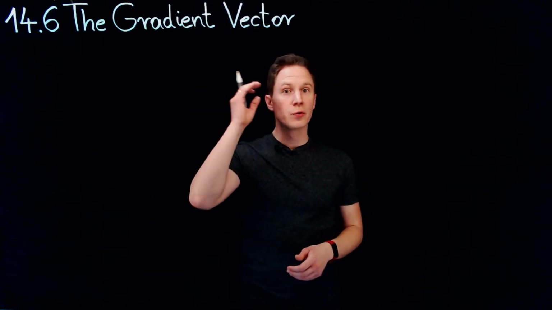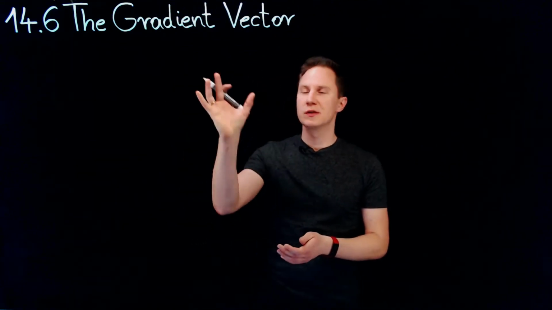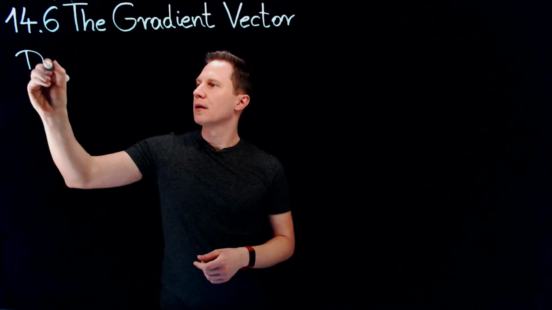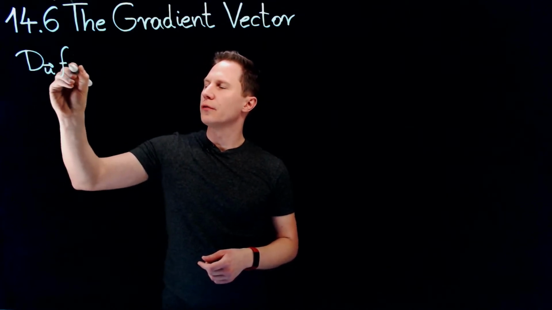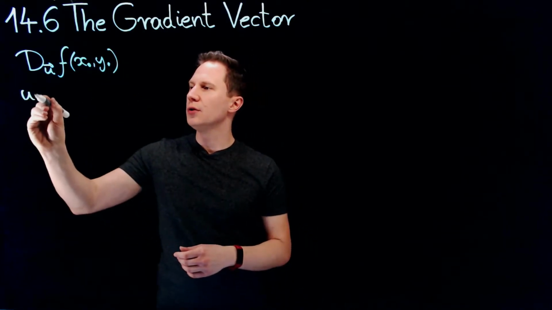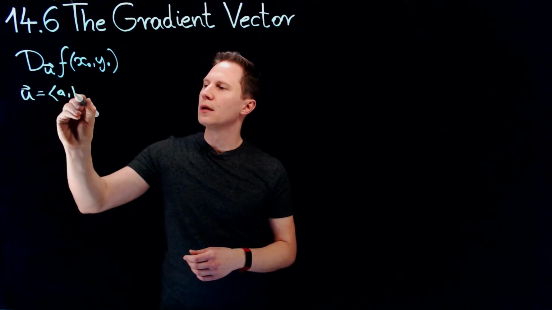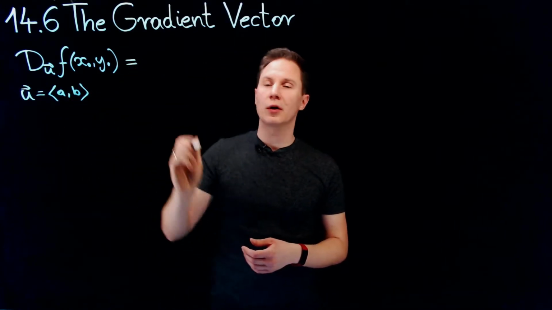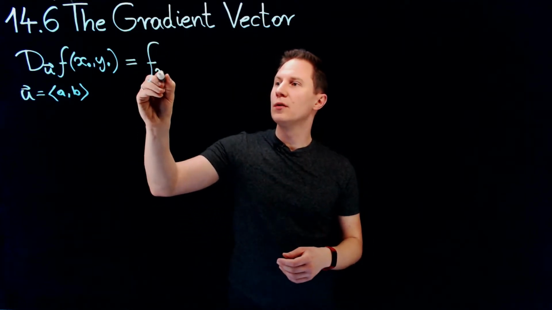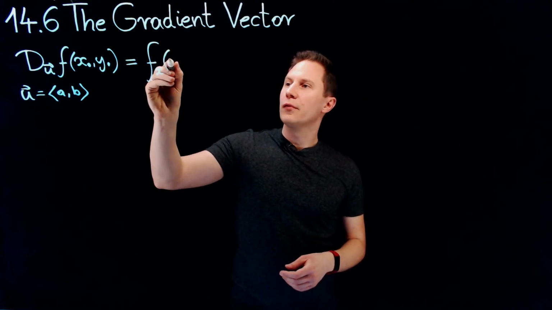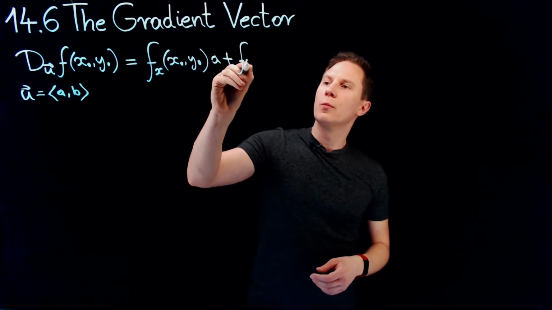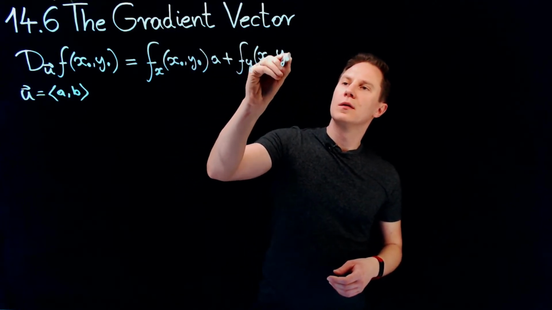In this video, we'll introduce one of the main concepts of the course, which is the gradient vector. Recall that previously we've shown that the directional derivative of a function of two variables at a point x0, y0 in the direction of a unit vector u with components a and b can be computed using the first order partial derivatives of the function evaluated at x0, y0, using the following formula: f sub x at x0, y0 times a plus f sub y at x0, y0 times b.